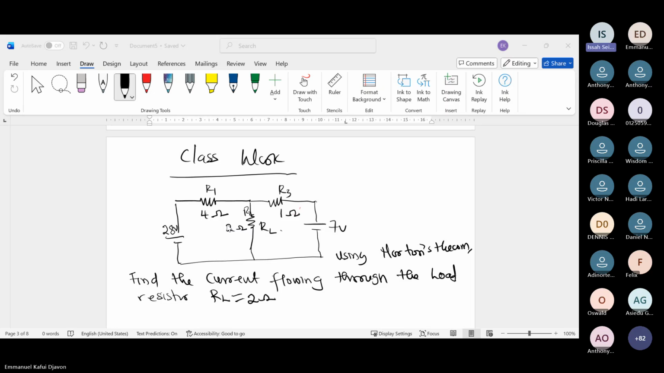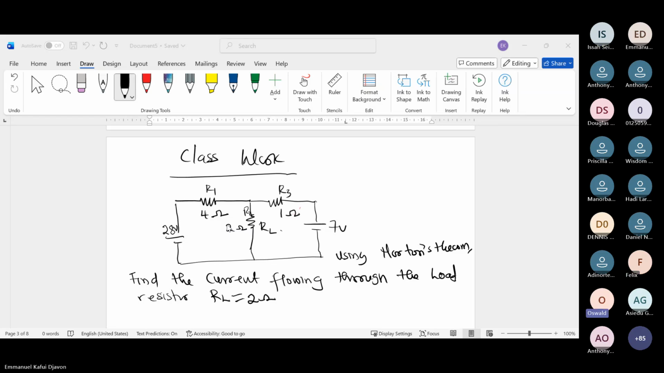The RT, Priscilla, I got 0.57. Yeah, the total resistance is 0.57. Then the voltage I got 1.14. Then the current flowing through the resistor is 0.57. Well done, Charlie. Anthony, well done.